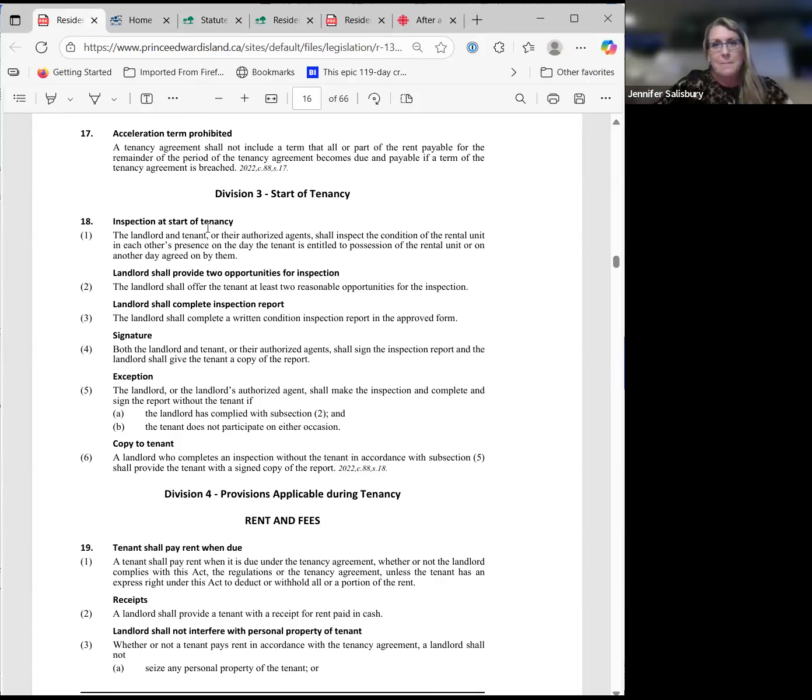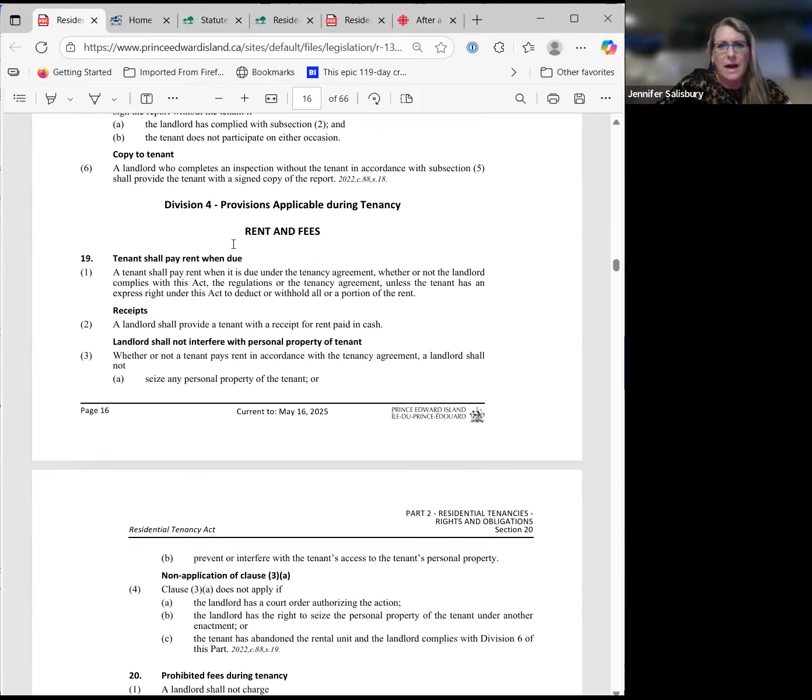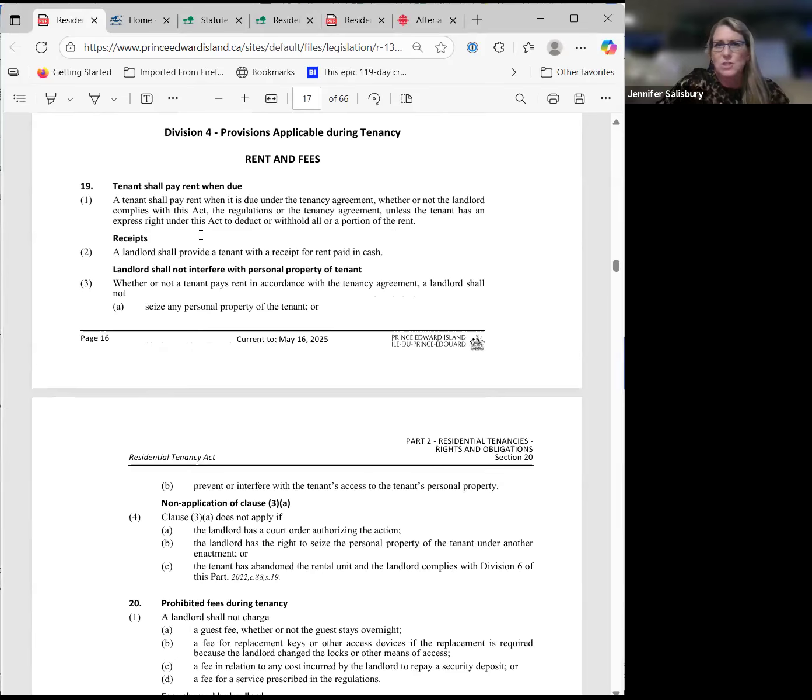but you cannot demand the rent for the remainder of the lease period, if that makes sense. Okay, so start of tenancy, conduct an inspection report, copy to the tenant. We've talked about that. Tenant's got to pay rent when it's due. Absolutely. A landlord shall provide a tenant with a receipt for rent paid in cash.